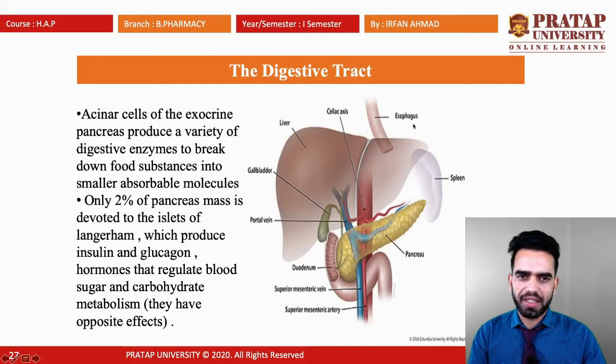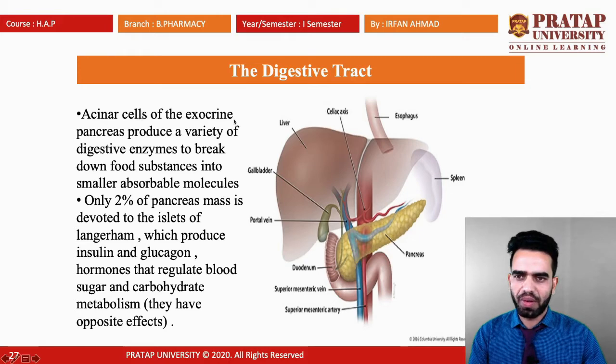You can see clearly the diagram of the digestive system. This is the diagram of the pancreas. The liver is also here. This is the pancreas. This is the duodenum, and here is the superior mesenteric vein. This is the superior mesenteric artery. This is the spleen, esophagus, celiac axis, liver, gallbladder, and portal vein.